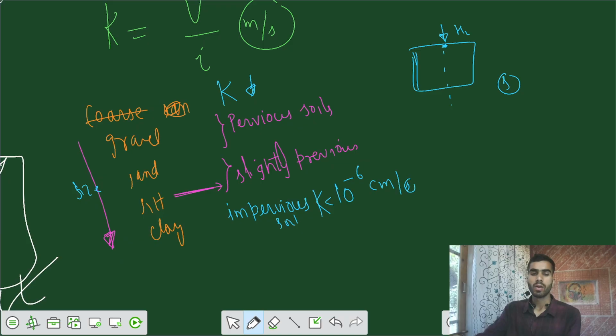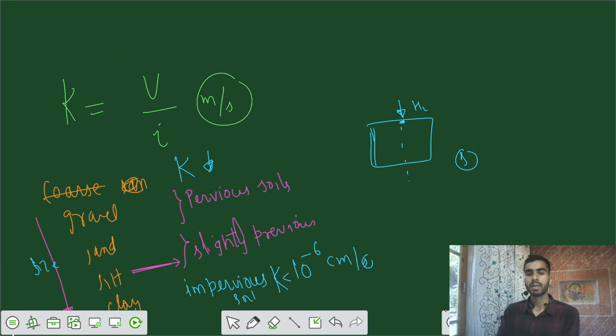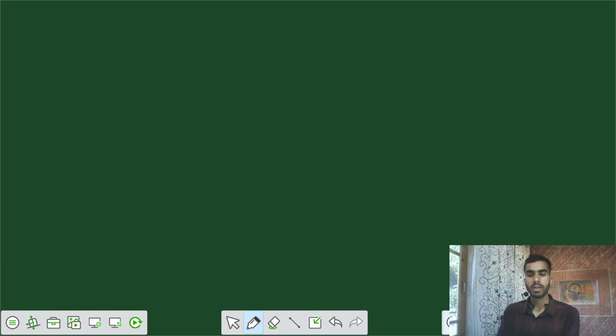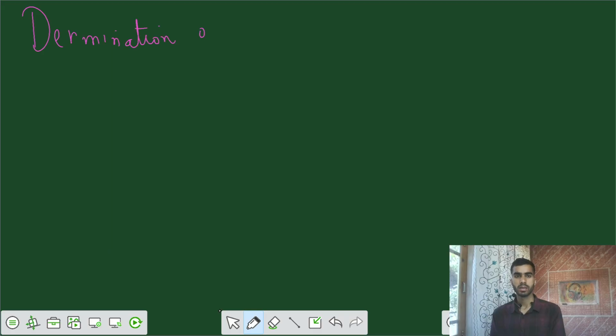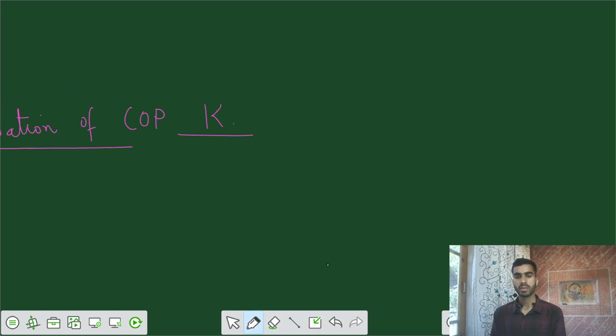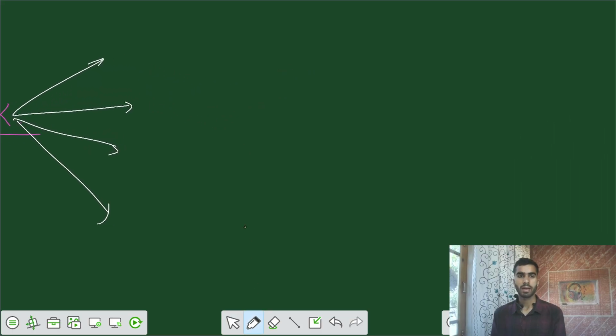Now, once we have this coefficient of permeability, we need to determine its value K. So the coefficient of permeability has to be determined, and for that we have different approaches. For the determination of K, we have four different ways. The first one is the lab methods.